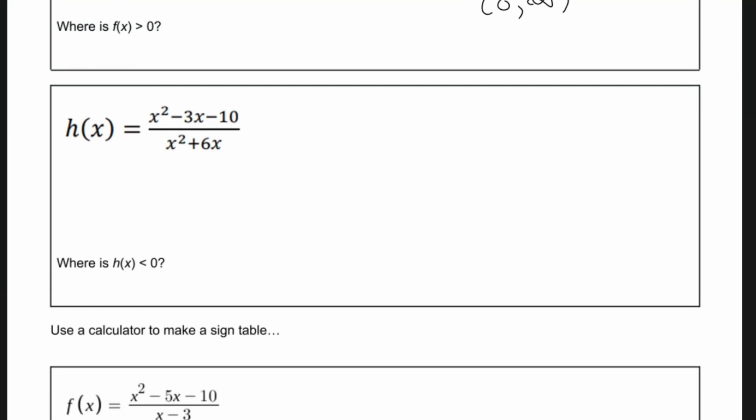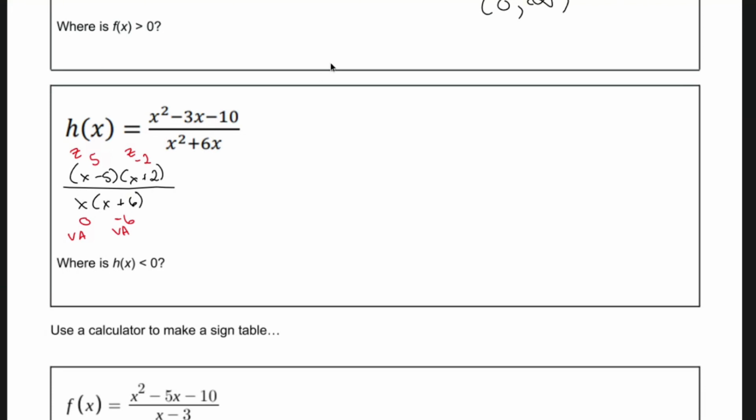Let's factor stuff out. I can make two numbers that add up to -3 and multiply out to -10. We got -5 and 2. I can pull out an x, and that leaves me with x plus 6. So our magic numbers are 5, -2, 0, -6. 0 and -6 are vertical asymptotes.